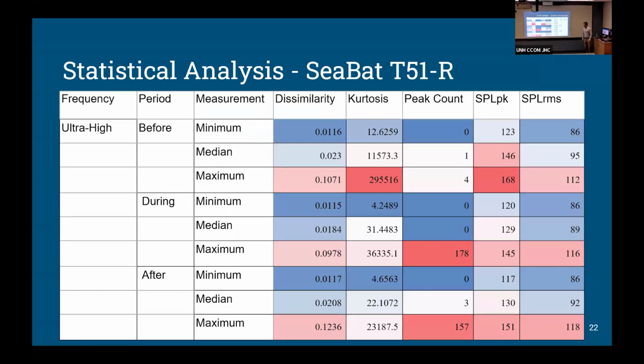Okay. And the T51-R, you don't see the same points as from the PS40. The kurtosis and SPL PK are not during exposure. You actually see them before. And you don't see all the same trends in this data, even though you're still looking at the ultra high frequency, which could be because the T51-R was operating at a frequency too high to record.